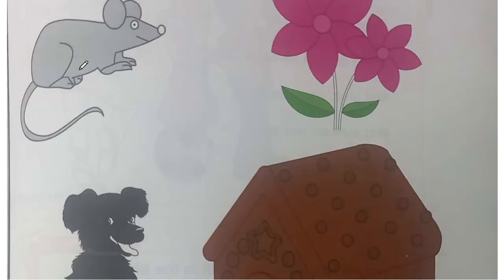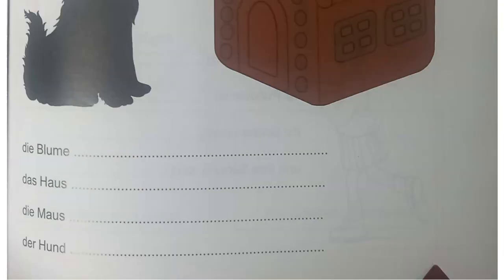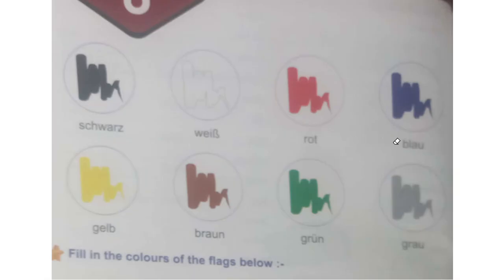If we move ahead, we see fill in the blanks and match the pictures to the phrases. So we see a mouse over here. What is the color? This is the third one, the mouse. So the mouse is gray in color. What do we call gray? Over here we learned gray is called grau.